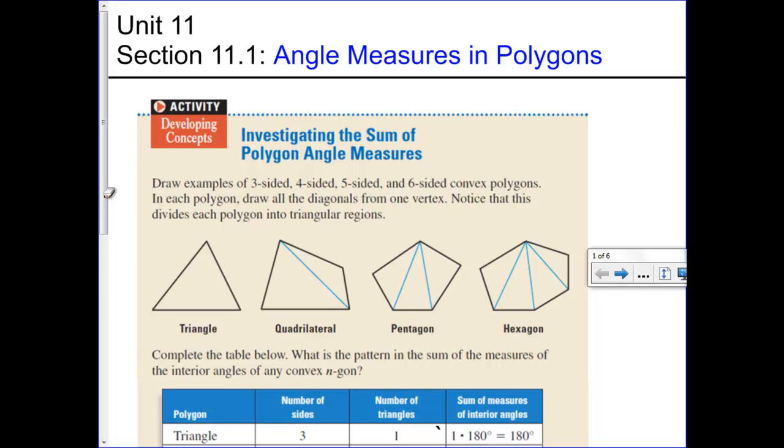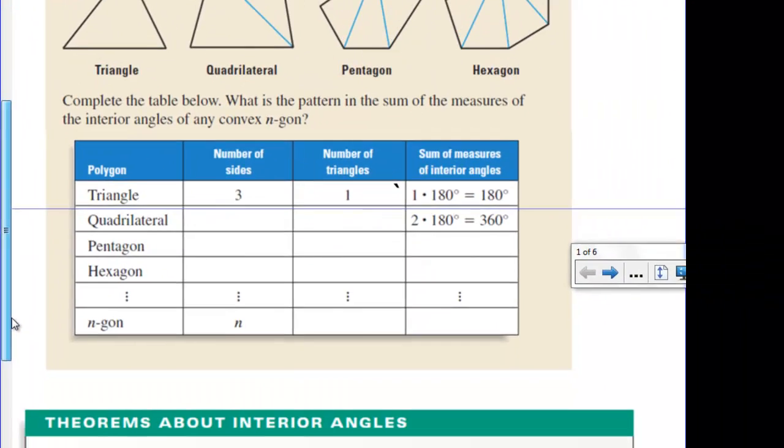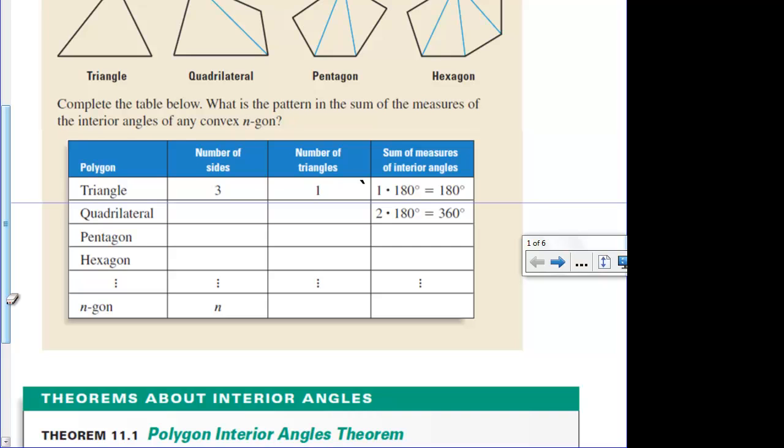Regretfully, I will not be here today, as you have come to realize, but I wanted to make sure that you stayed on track. So you should have your handouts for 11.1, which is about angle measures and polygons. So let's move to the middle of the page and let's complete this table.